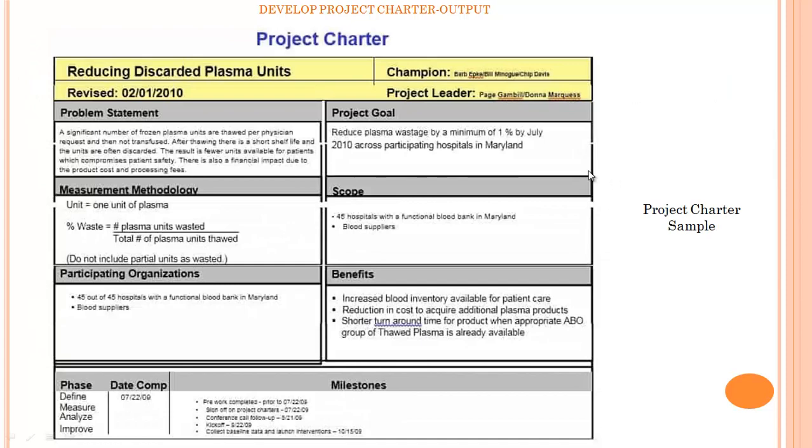This diagram represents the project charter. What is the title of the project: reducing the discarded plasma unit. Who is the project champion, who is the project leader. Here are the problem statement, project goal, scope, measurement, methodology, participant organization, benefits, phase, and milestones.